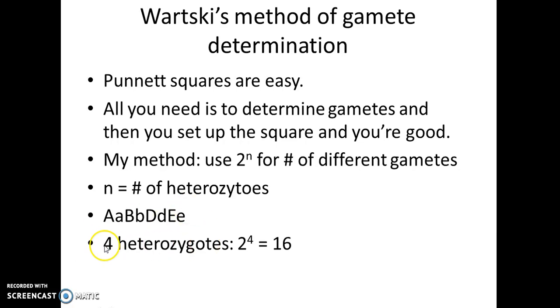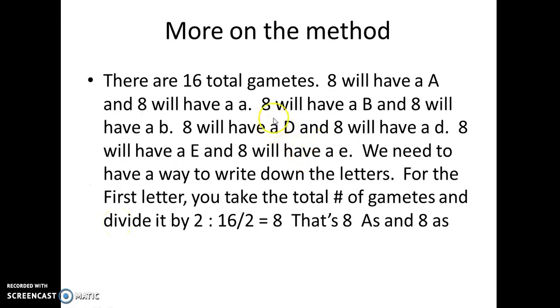So there are 4 different heterozygotes. There's one heterozygote here, 2, 3, 4. See that? 4 heterozygotes. So it's 2 to the 4th. That is equal to not 8, but 16. So 2 times 2 is 4, times 2 is 8, times 2 is 16. If you did 2 times 4 and you got 8, you're wrong. It's 2 to the 4th, which is 16. So you have 16 total gametes. Now you know that 8 of them will have a big A and 8 of them will have a little a. You know that 8 of them will have a big B and 8 will have a little b.